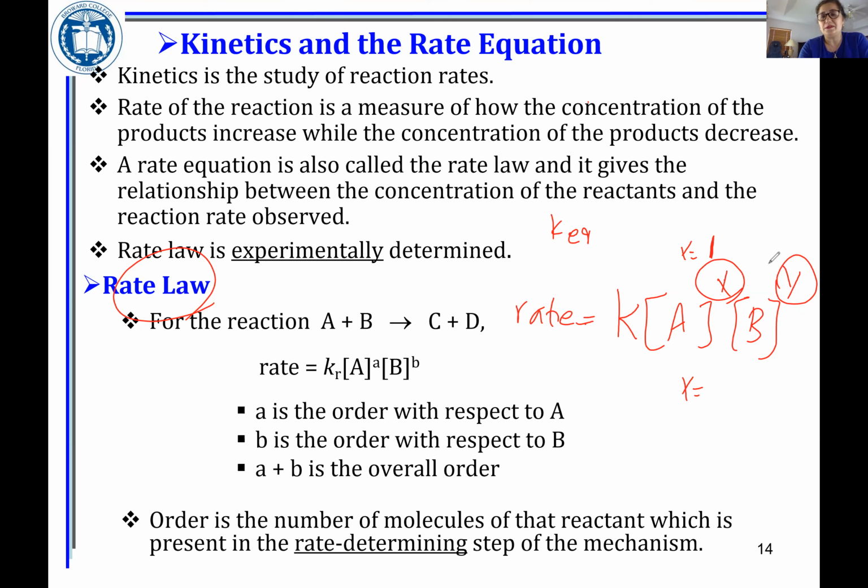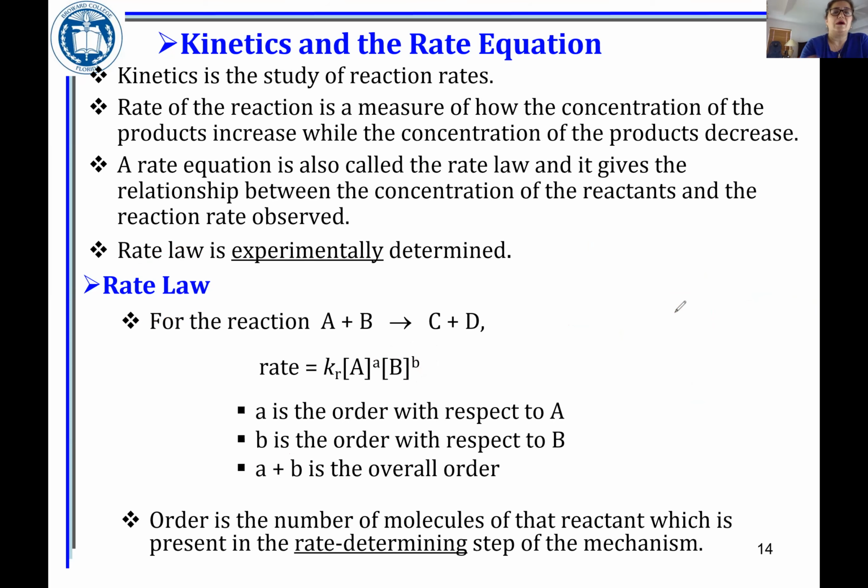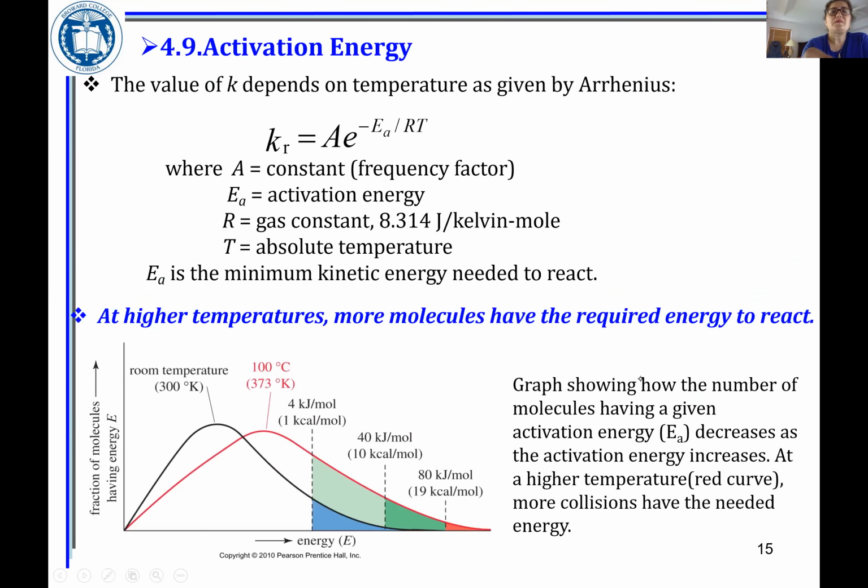When you have those numbers, we look for the definition and we say that lowercase a is the order of the reaction with respect to compound A. Lowercase b is the order of the reaction with respect to reactant B. And the overall order is going to be a plus b. So again, a very quick review of the rate law and the kinetics from general chemistry.